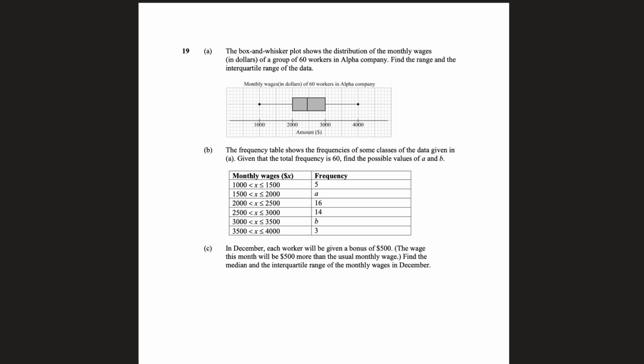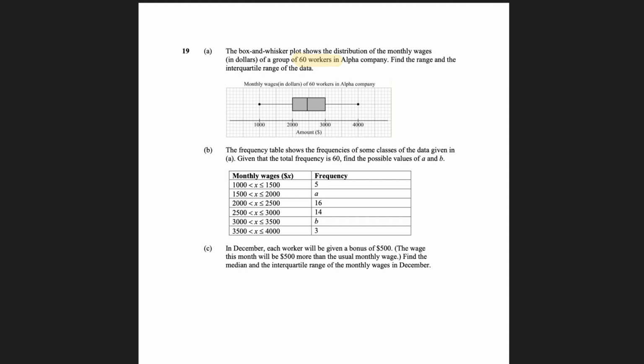Hi everyone, and we're looking at question 19. The box and whisker plot shows the distribution of the monthly wages in dollars of a group of 60 workers. That looks important, so I'm going to highlight it. 60 workers in Alpha company. Find the range and interquartile range of the data.